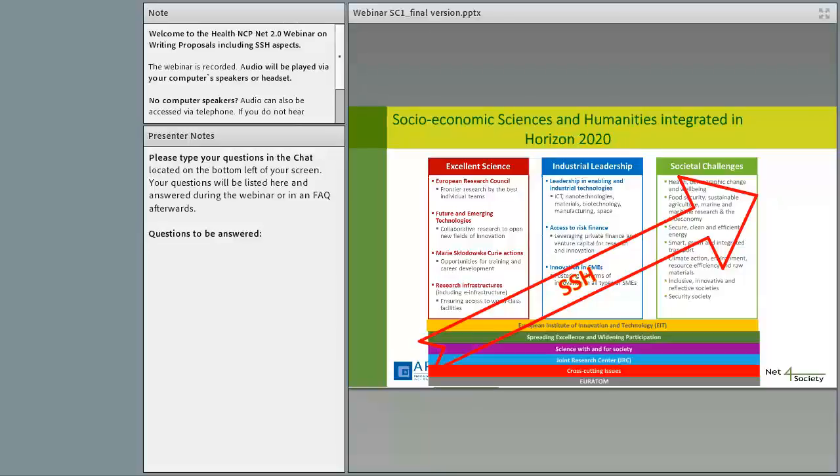Again, maybe many of you can recognize here the full structure of Horizon 2020: the three main pillars, excellent science, industrial leadership, and societal challenges, and the other parts of Horizon 2020. The socio-economic sciences and humanities are fully integrated in each part of the program, not only in the societal challenges, but also in industrial leadership, in the European Research Council and in the Marie Skłodowska-Curie actions, everywhere in the program.